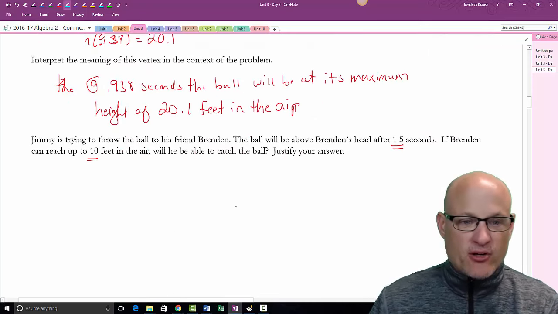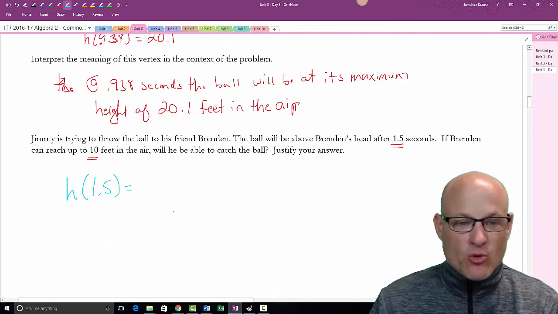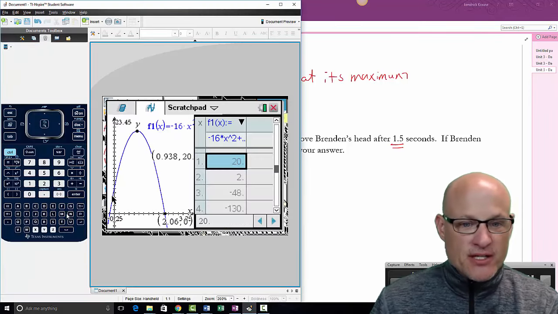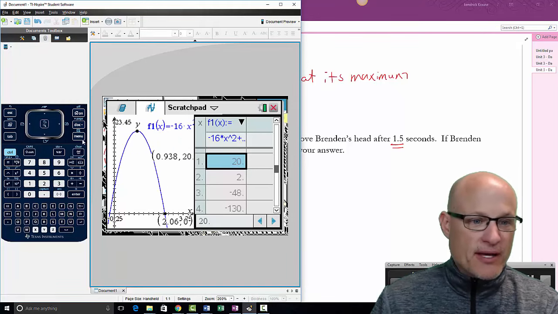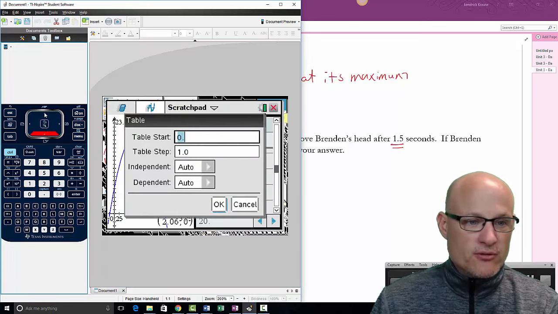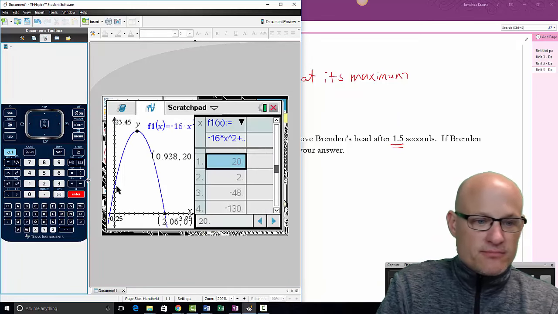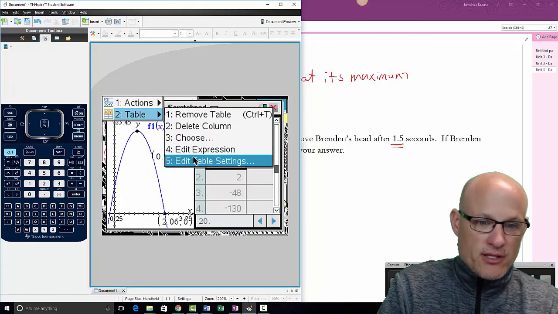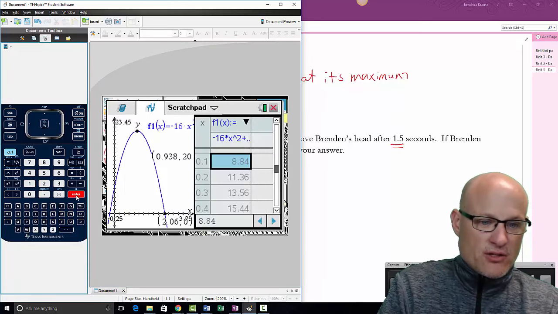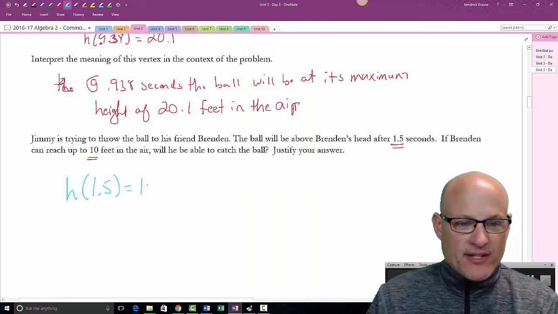So we need to come back here and say, okay, what is h of 1.5? We could just pipe that in our calculator, or we can go to our table. We can go back to our table, because I don't remember what it was. Do Control T and go to 1.5 seconds. Oh, shoot, it reset back. Menu, table settings, and we're going to change this to 0.1, click OK. Then we want to find 1.5. I could have just plugged it in, and it was 15 feet. So at 1.5 seconds, it's 15 feet.